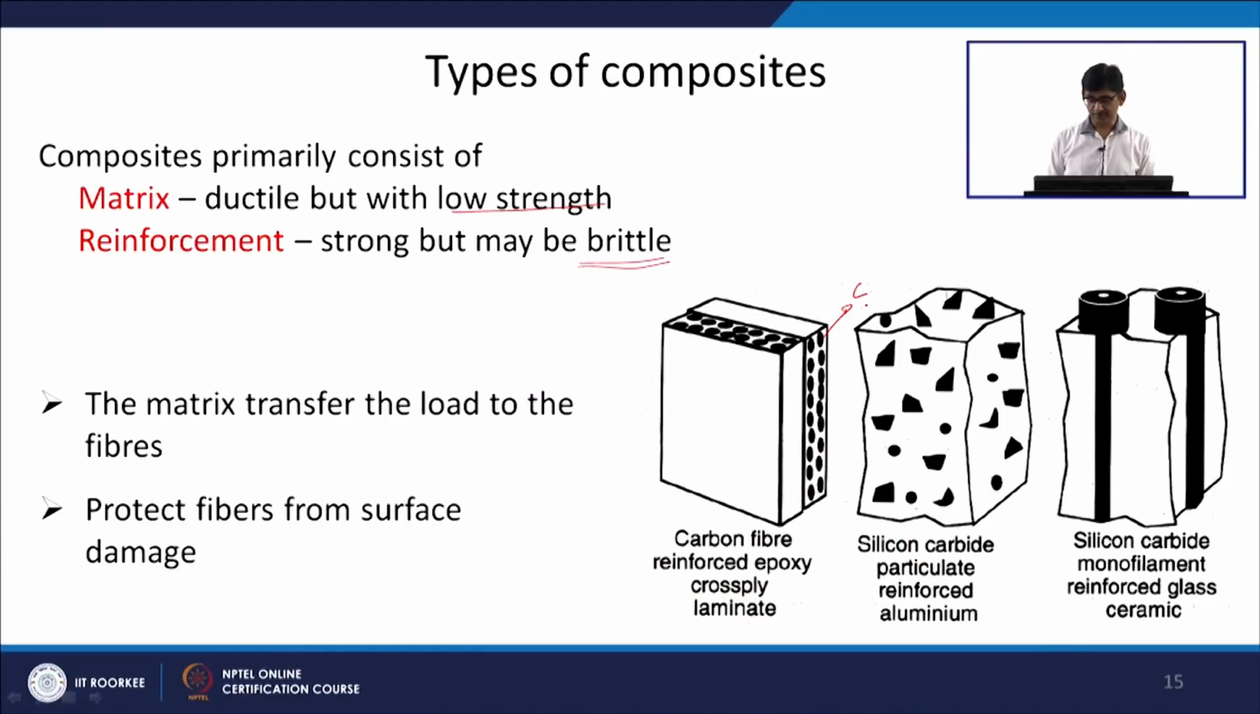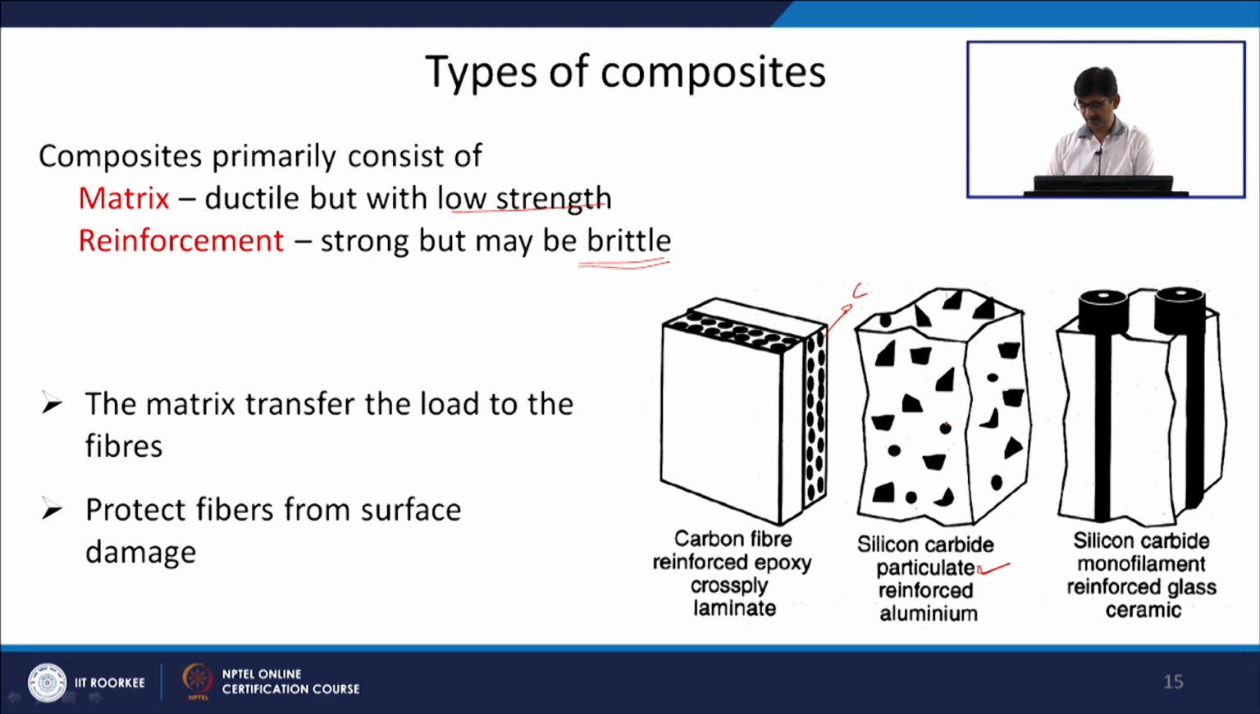Similarly, there can be another type of composite which is called a particulate composite. Particulate means the reinforcement is in the form of particles. These are silicon carbide particles, and aluminum is reinforced with them. Aluminum is a soft material; we know it has lower strength although very good ductility. So we are adding silicon carbide particles to aluminum to increase the strength of the composite.